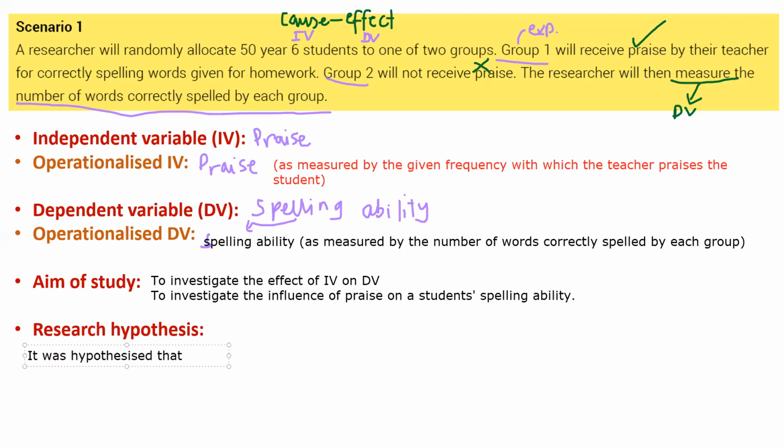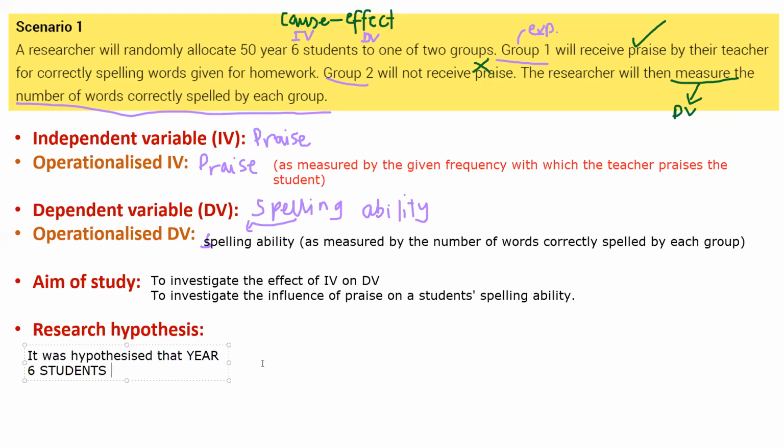So can anyone write in the chat box, what is the population for this particular scenario? What is the population? Remembering that the population is basically our sample without the number. Yeah, year 6 students, excellent. So it was hypothesized that, I'll probably put it in caps so it stands out, year 6 students. And then we have to write what happens to these year 6 students.